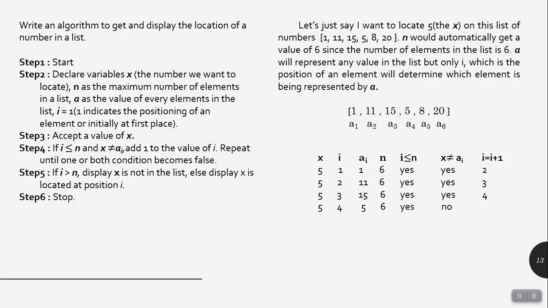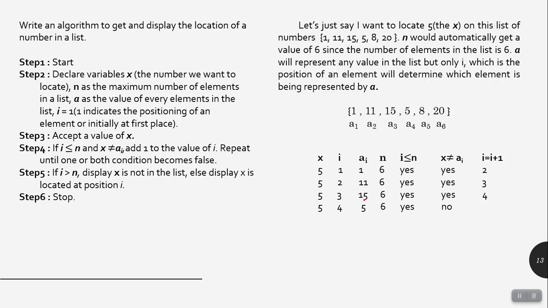3. Now, since i is equal to 3, a sub i now is 15. So it's placed on the third element. n is equal to 6. So we will check if i is less than or equal to n. So i is 3 and n is equal to 6. So it's yes. And then we will check if x, which is the element that we're looking for, which is 5, is not equal to a sub i.